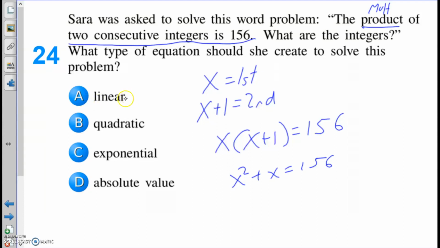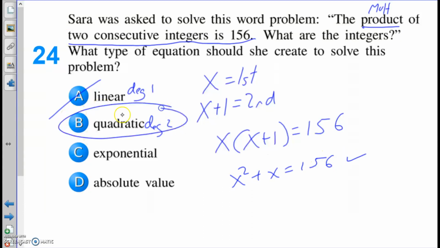Is this a linear function? Well, linear functions have degree 1, meaning the highest exponent is 1. Here our highest exponent is 2, so that's not it. Quadratic equations are degree 2, highest exponent of 2. Yes, that's what's happening here. Exponential equations are when x is the exponent. Not the case. Absolute value has the absolute value bars. Again, not the case. So this is a quadratic equation which you could set equal to 0 and then solve.